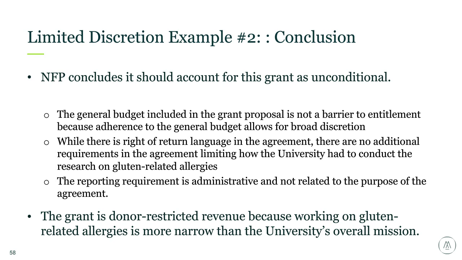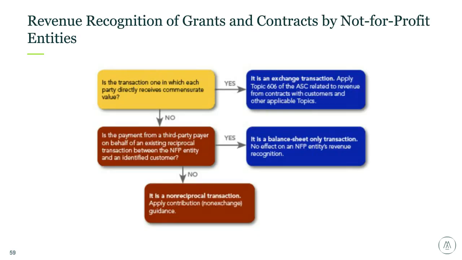Something to keep in mind, however, is that because this is for gluten-related allergies, it is narrower than the university's overall mission, and therefore the funds are donor-restricted revenue to that university. And those would be released at the time that the restriction was met.